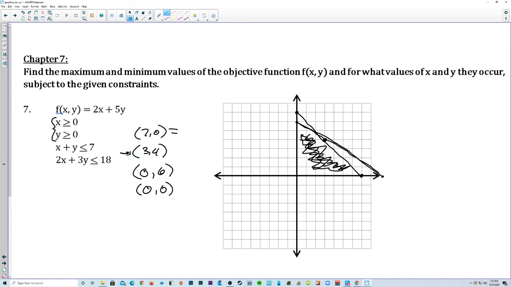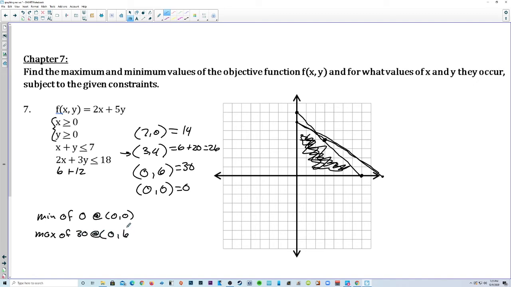And we really need to check that one. 6 plus 12. Yeah, that's 18. So 7, 0. Now we're going to plug these into the objective function. We get 14 for that one. 3 times 2 is 6. 5 times 4 is 20. So 26 there. 6 times 5 is 30. And of course, we're going to get 0 here. Now here's the answer. We have a minimum of 0 at 0, 0. We have a maximum value of 30 at the point 0, 6.